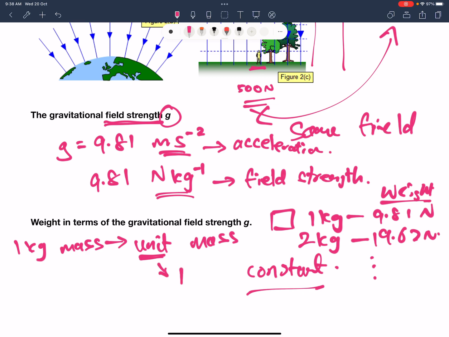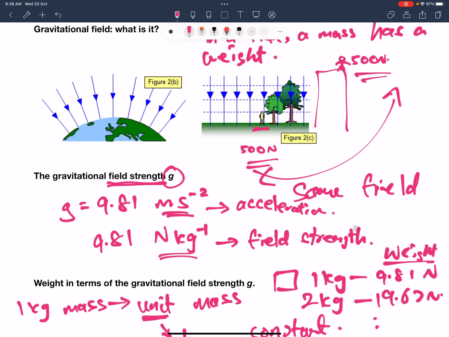So let me summarize. It's a bit confusing, this idea of gravitational field, but a gravitational field is a region that tells you how strong the gravity is. To describe this gravitational field, we use the field strength, the gravitational field strength. And the gravitational field strength on the surface of the Earth has a value of 9.81 Newton per kilogram, meaning every 1 kilogram has a weight force of 9.81 newtons.